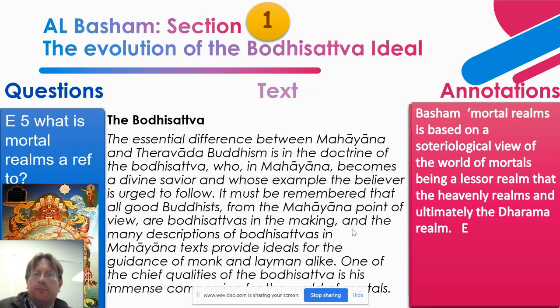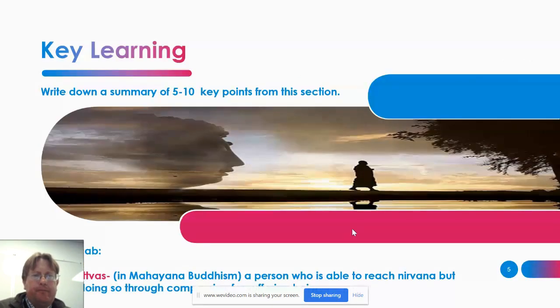The world of mortals is a lesser realm than the heavenly realms. And ultimately, these are lesser realms than the Dharma realm. Now, that's as far as Theravada will go, whereas Mahayana, as we said, have this much enlarged Buddhaverse with the Dharmakaya, the ultimate truth realm, the Nirmanakaya, the transformation realm, the earth realm, and this Sambhogakaya, this heavenly realm. So that was section one.